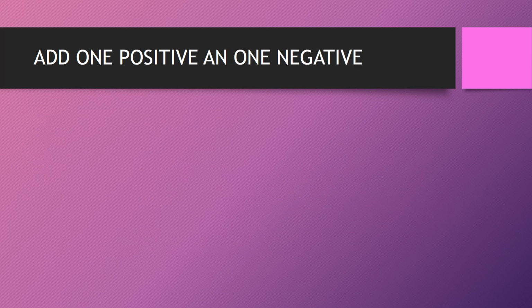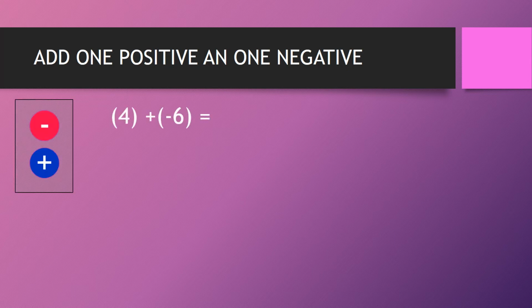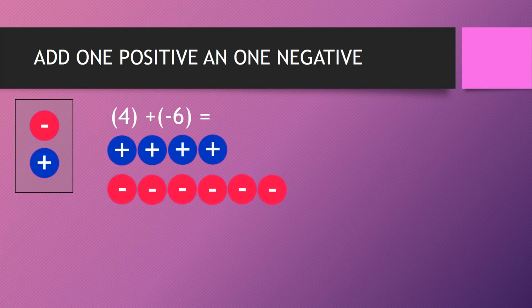How to add one positive and one negative? For example, I have 4 plus negative 6. I represent 4 by 4 positive circles, and I represent 6 by 6 negative circles. But in this case, I have zero pairs. For example, I have one zero pair, another zero pair, another zero pair, and finally another zero pair.